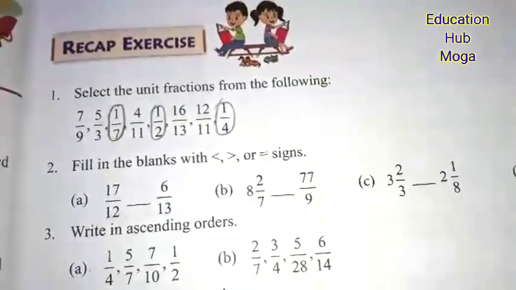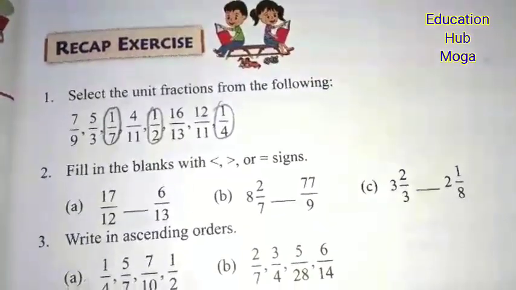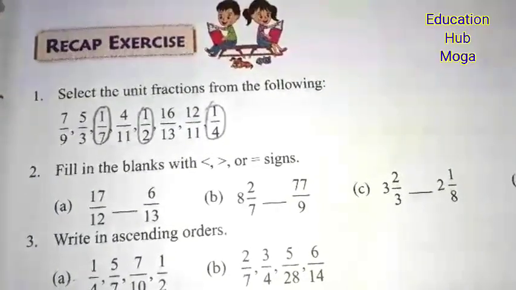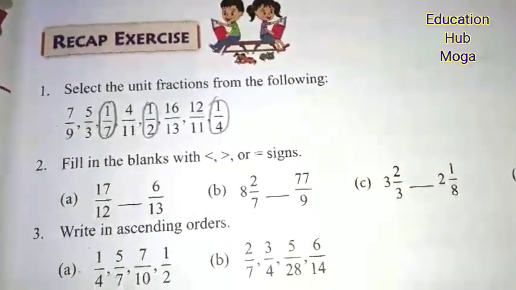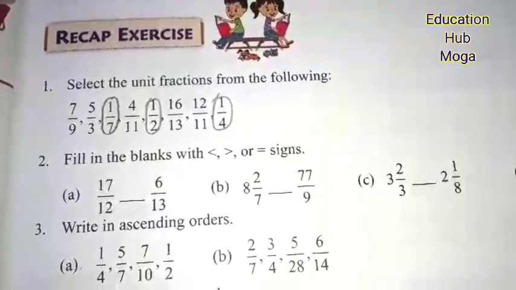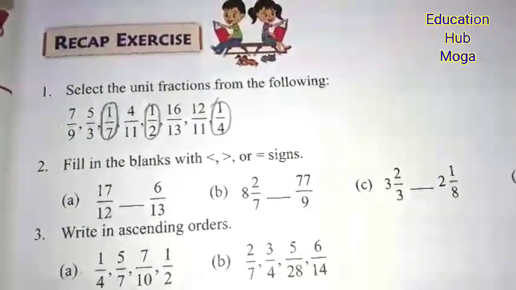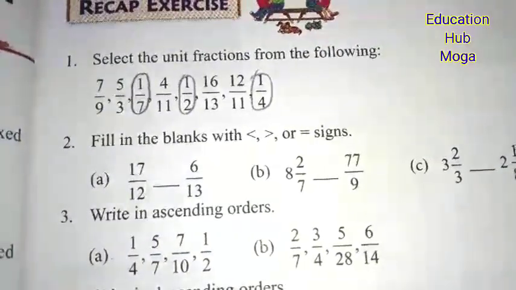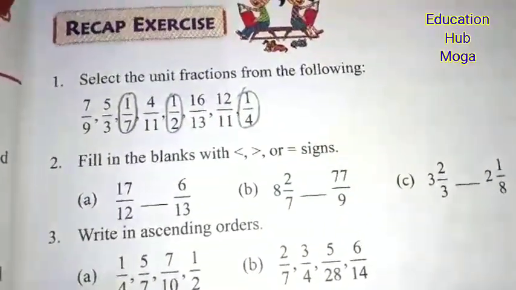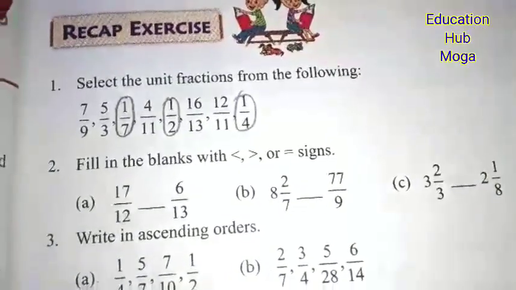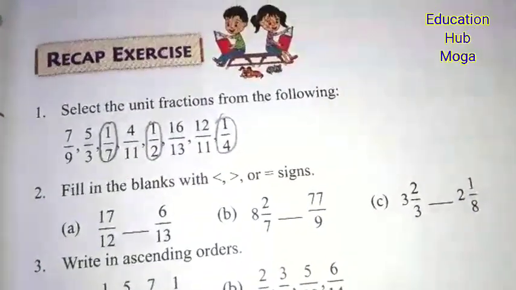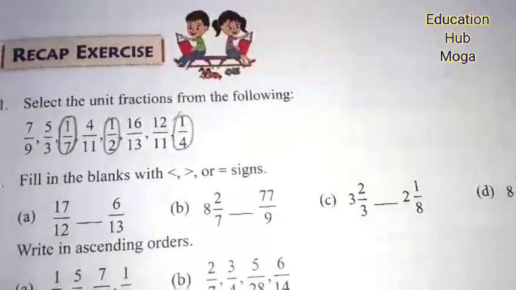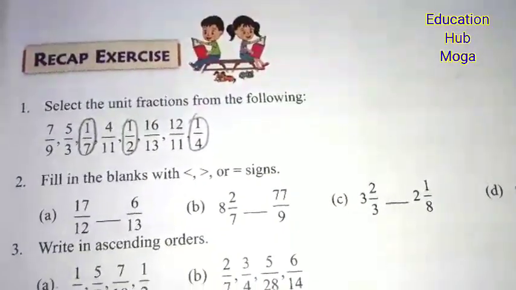The second sum is to fill in the blanks with less than, greater than or equal to signs. These are very easy sums. You also did them in 6th class. As I told you, for a part, 17 by 12 and 6 by 13, with greater or equal. If you have a problem finding it in fractional form, then you can divide the fraction: 17 divided by 12 and 6 divided by 13, and see which is greater. Then you put the sign. Please do this part also in your maths book.